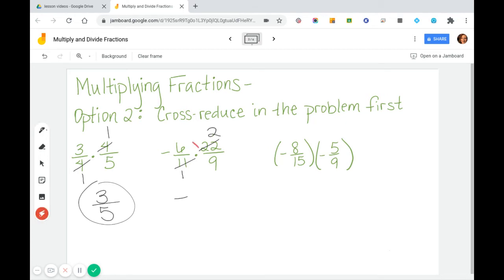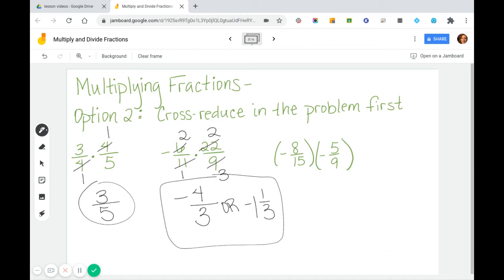And then this diagonal, 6 and 9, I can divide them both by 3. 6 divided by 3 is 2. 3 divided by 3 is 3. So now across the top, 2 times 2 is 4. Look how much smaller and easier that was. Across the bottom, 1 times 3 is 3. Or, like we said, you can convert that and make it negative 1 and 1/3.